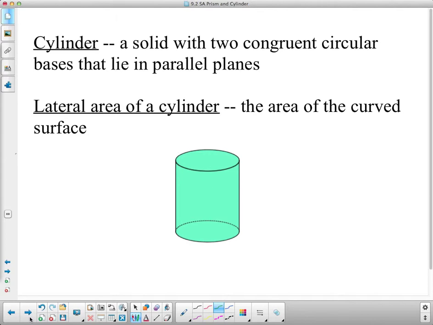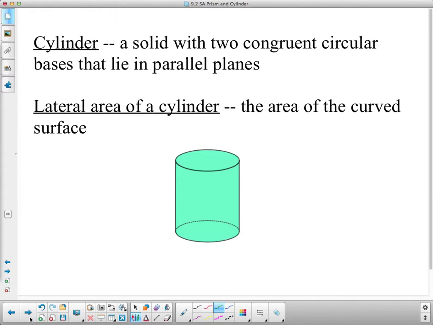So when we do surface area, do you remember me showing you the net earlier? How many circles would there be on a cylinder? Two. One for the bottom, one for the top, and the height, which will still be called h. That's the one.